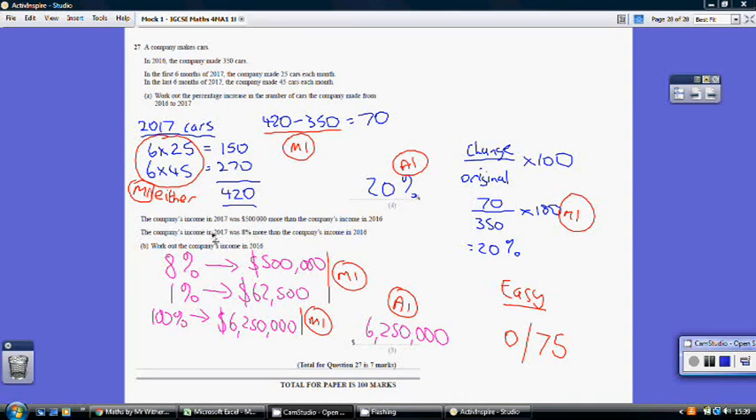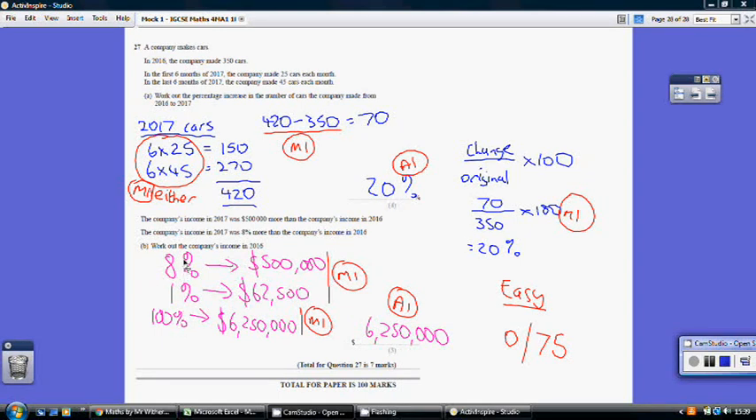Now for part B, this is quite complicated. We're told that the company's income in 2017 was $500,000 more than the company's income in 2016, but also exactly the same wording, but this represents 8% more. So we're basically being told that 8% is the 500,000. So 8% represents the 500,000. Now we want to work out the total company's income, so that's really the 100%. So we need to go from 8% to 100%.